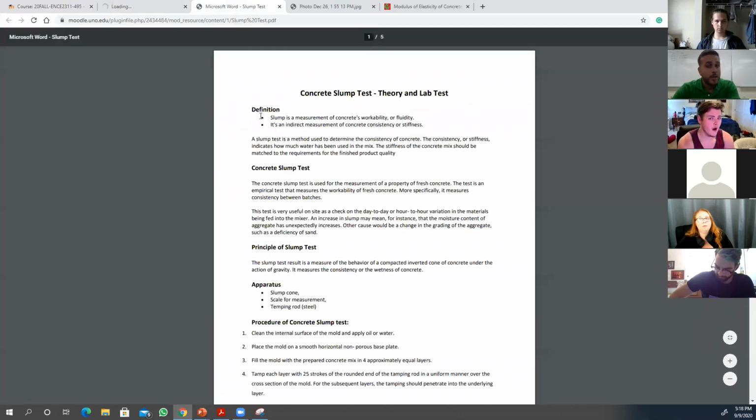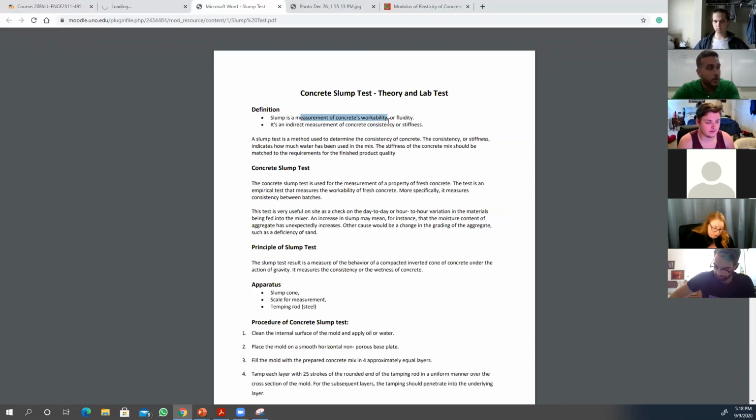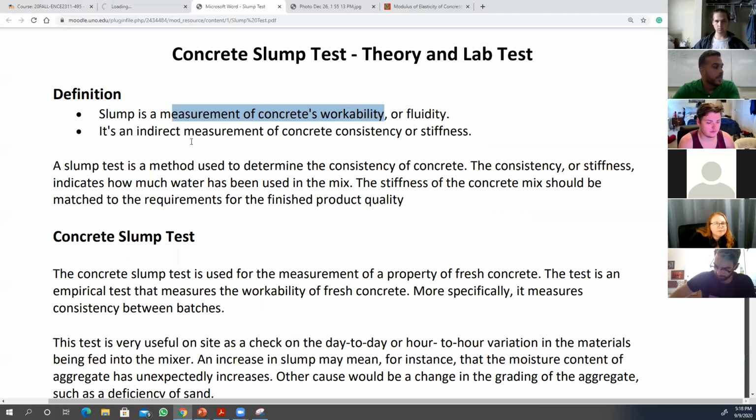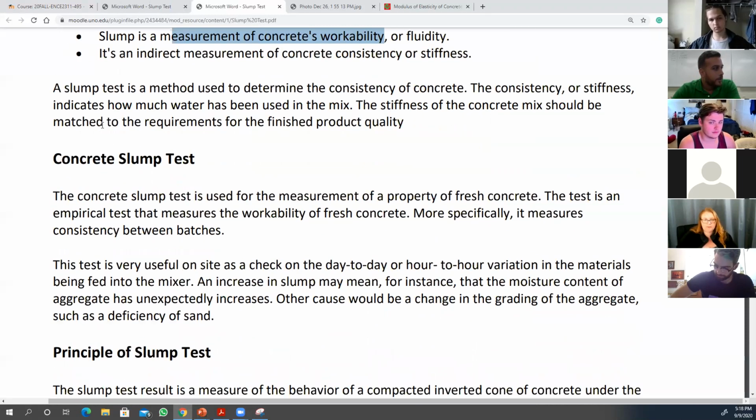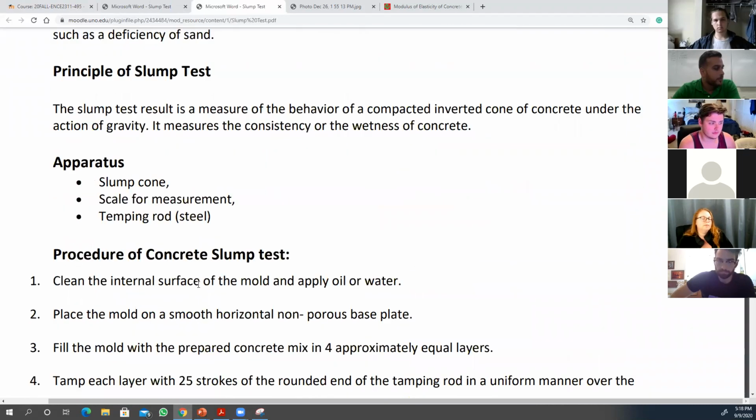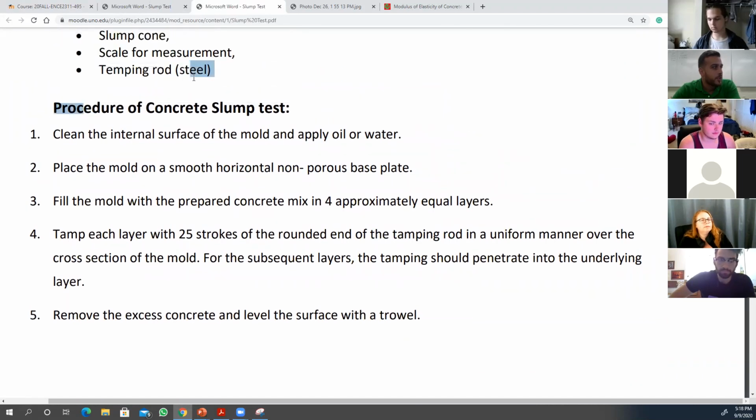Definition of slump test. So the definition of slump: slump is a measurement of concrete's workability or fluidity. It is an indirect measurement of concrete's consistency or stiffness. Right? You have these handouts. Don't worry, just listen. You're good. And you can go into details, and it tells you the procedure.